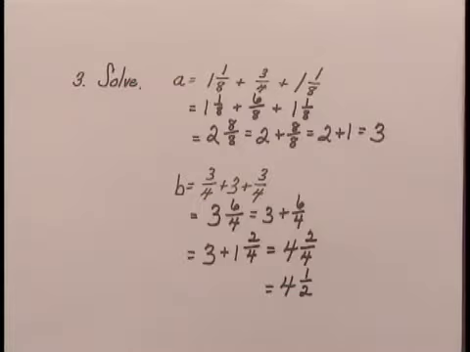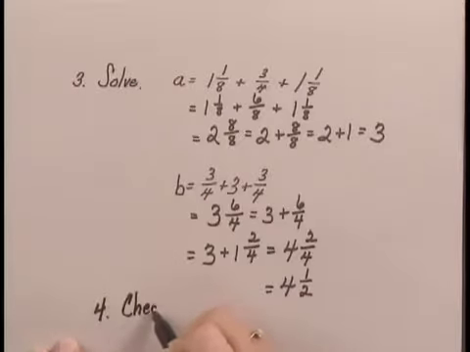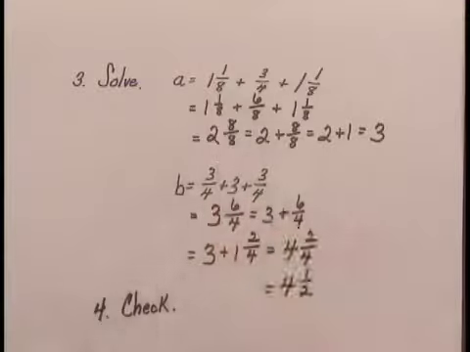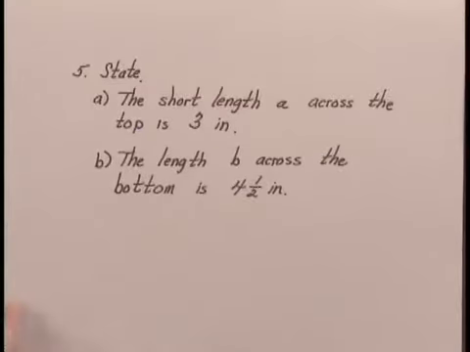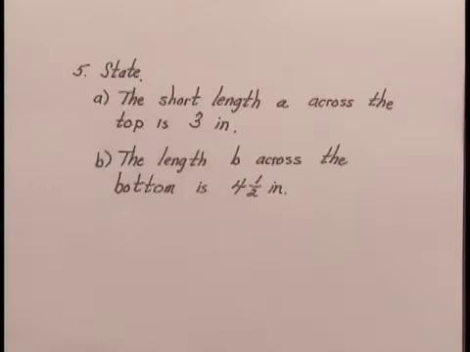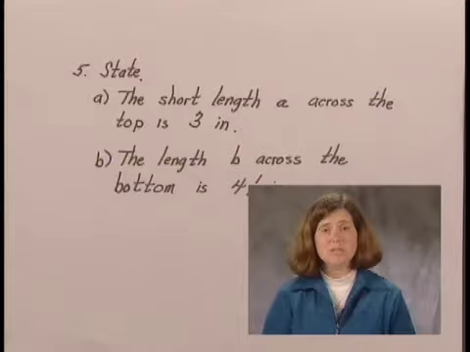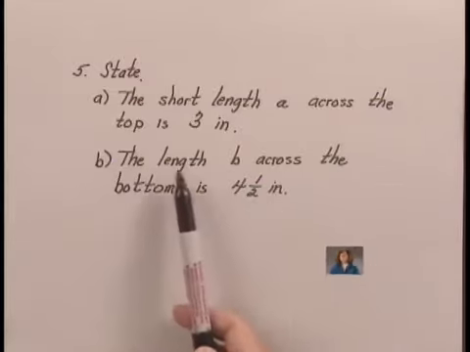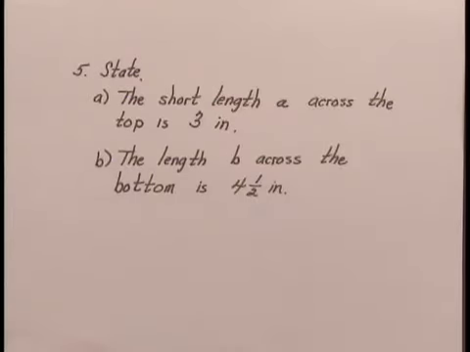The next step we want to do is to check our work, step 4. And to check something like this, since we were given the equation directly from the problem, we would probably want to repeat our calculations. And if we do, we would find that these numbers do check and are correct. So we can state our answer clearly using units. The problem was given part A and part B. Part A, the statement is the short length A across the top is 3 inches. For part B, the length B across the bottom is 4 1/2 inches.